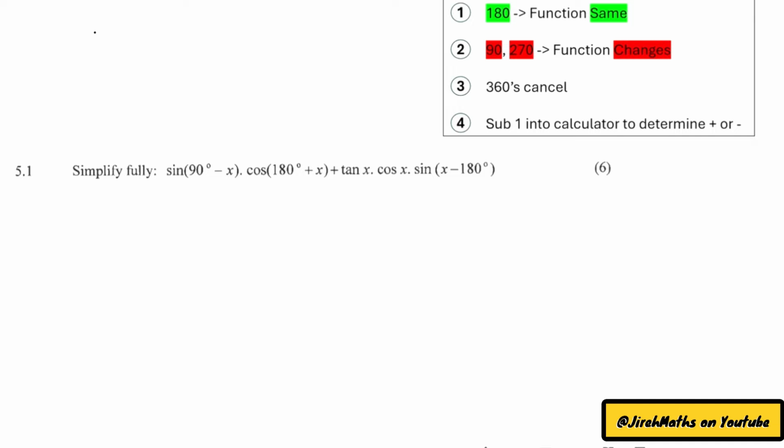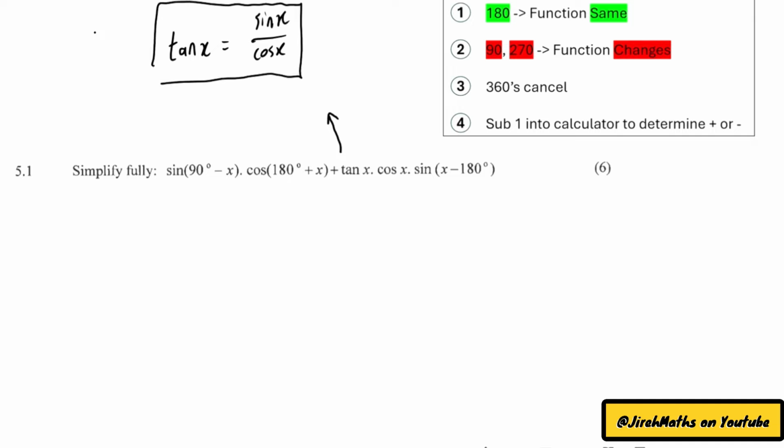Before we continue, I just want us to be aware, if you have a tan x, more likely you'd have to simplify it into sine x over cos x. And that's a rule that we have to learn. So tan x is equal to sine x over cos x. That's not really a reduction rule, that's just the definition of tan x. Okay, now that we have that out of the way, let's start our question.